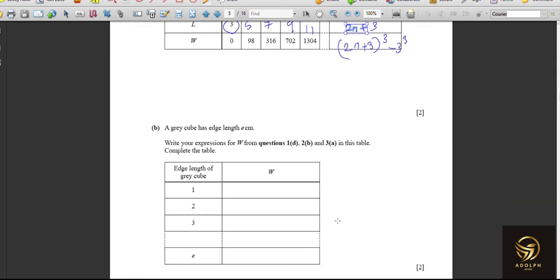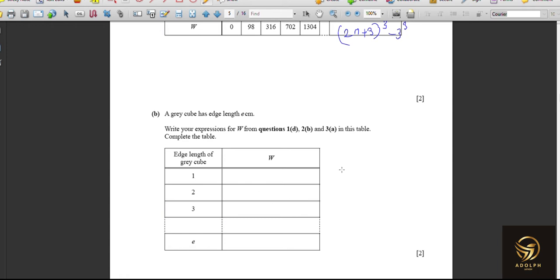So a gray cube has edge length e centimeter. So we have to complete this expression. For the first one, what we have got is 2n plus 1. By using this, we can maybe practice. It's 2n plus 1 whole cube minus 1 cube. And for the second one, it is 2n plus 2 whole cube minus 2 cube. Then the third one, 2n plus 3 whole cube, just now we have seen, minus 3 cube. And if e comes, the same way it's going to be 2n plus e the whole cube minus e cube.